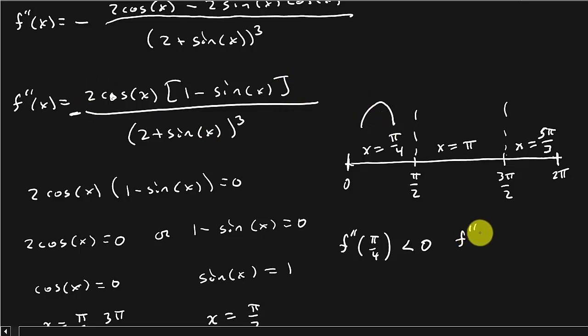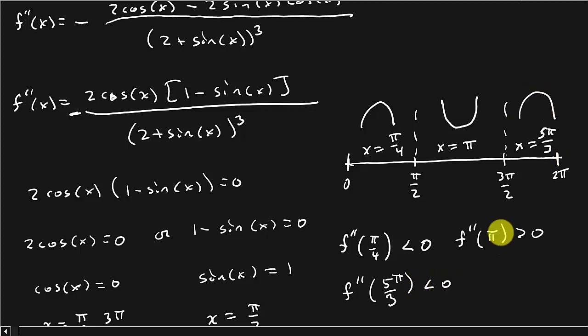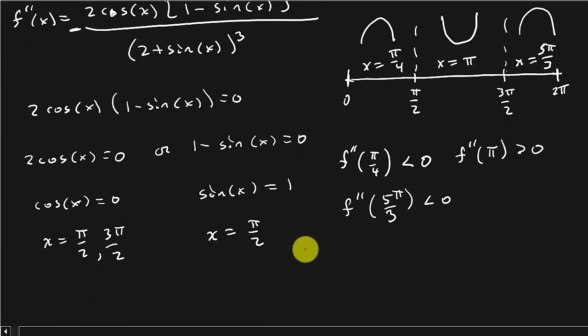And then we've got f double prime of pi. If we evaluated that, that would be greater than 0, so that's concave up. And then f double prime of 5 pi over 3. You can actually plug these into your calculator to verify them. Just make sure your calculator's in radians. This would be less than 0, so this is concave down. So we've got concave up.